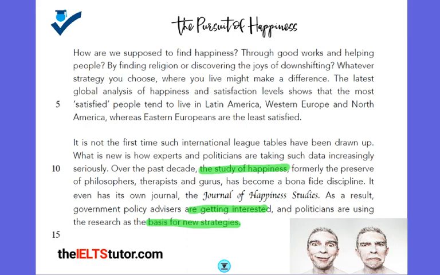Okay, the answer is here, where you live. Because the global analysis of happiness shows that the most satisfied people tend to live in Latin America, Western Europe, and North America, whereas Eastern Europeans are the least satisfied. So, what influences your happiness is basically where you live. Okay, that is the factor that influences your happiness.